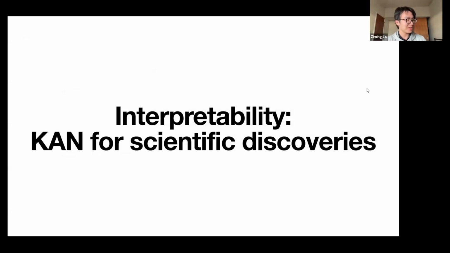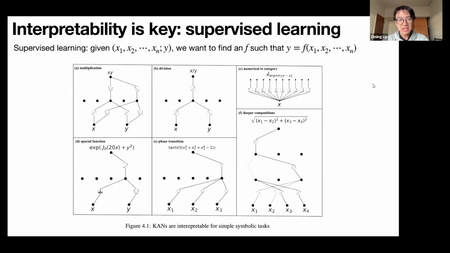So the first part is about accuracy. Let me jump to the second part, interpretability, which is actually the main part that I want to argue for AI plus science. I've shown this plot before, but I want to bring it up again. Basically, a KAN can deal with the supervised learning scenario when you have n variables x1 to xn and one target variable. You can easily generalize to more output variables, but for simplicity, assume we have one.